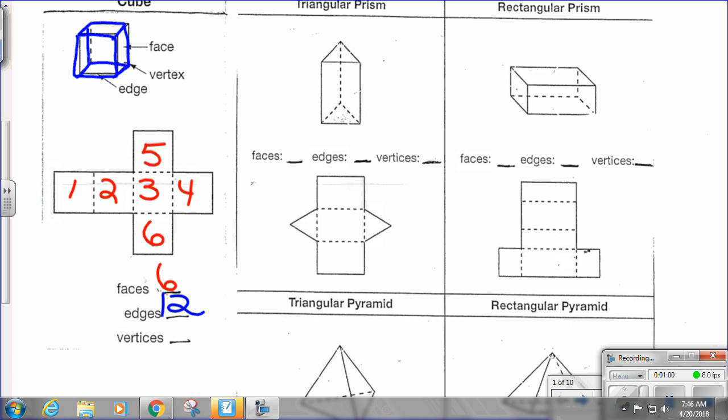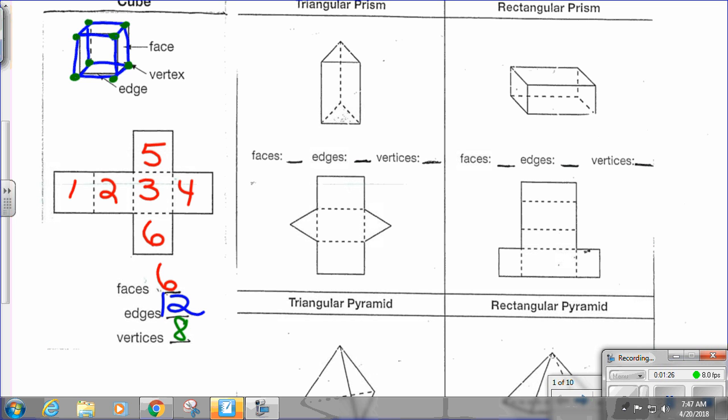The last part are the vertices, and those are your points. So we are going to put a dot at the intersections. So 1, 2, 3, 4, 5, 6, 7, and 8. There are 8 vertices in a cube.